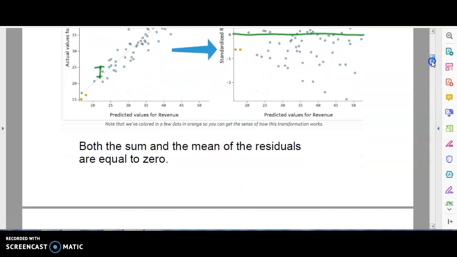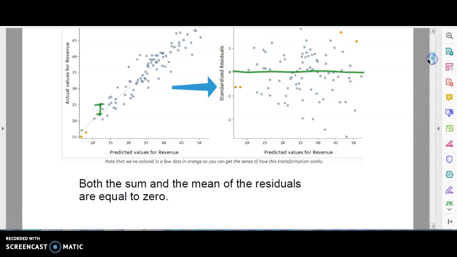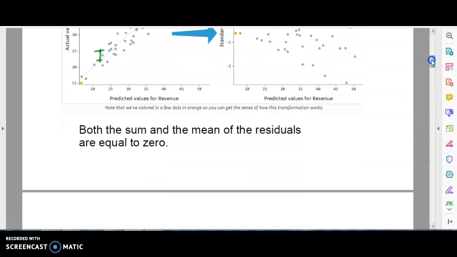Both the sum and the mean of the residuals are equal to 0. Hopefully that makes sense. If we added all the residuals together, all of these positive ones and all of these negative ones, we'd get a sum of 0. And then the mean would obviously be 0, because if the sum is 0, 0 divided by any number would be 0. So the sum and the mean of the residuals are equal to 0.